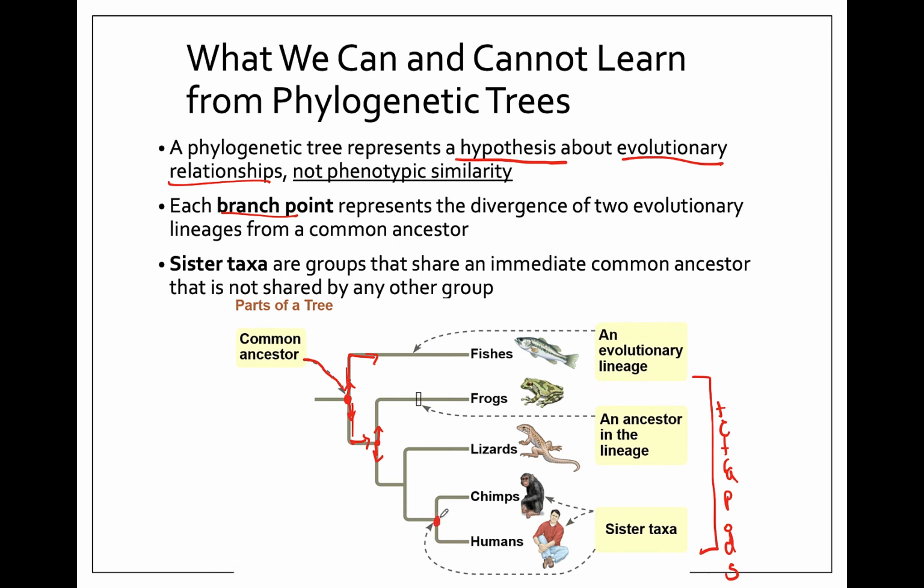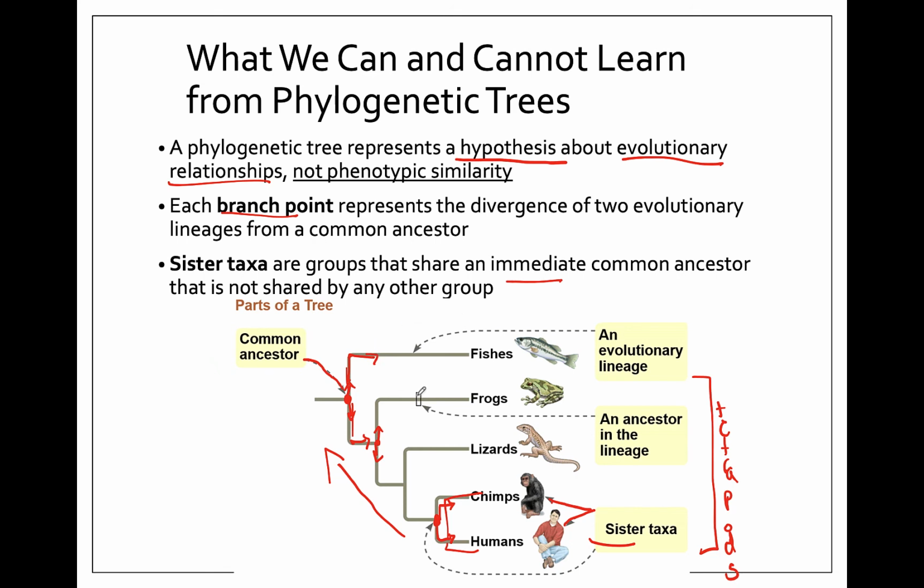Here's another branch point between chimpanzees and humans. And so the common ancestor between chimps and humans is much closer. So chimps and humans are considered sister taxa because they share a recent common ancestor, an immediate common ancestor. And this ancestor is not shared by any other group. So we would consider these two groups to be sister. And the further back you have to go on this phylogeny to find a common ancestor, the further those groups are from each other.